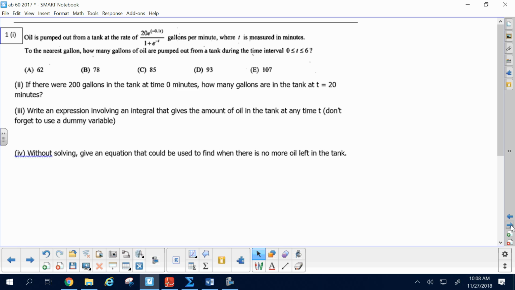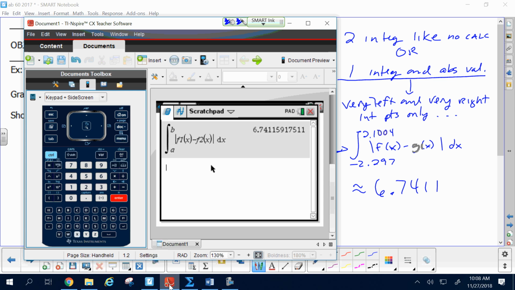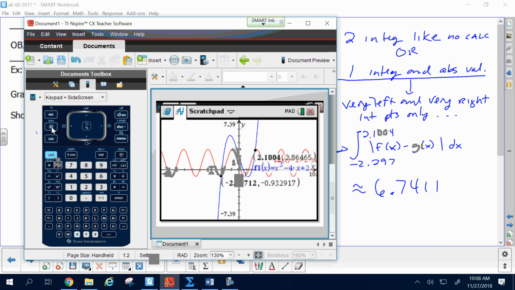Oh, show 2 different ways. Let's just really quickly do 2 different ways. Just a second. So let's look at the graph. If I did this without absolute value, wouldn't I need to do this with 2 integrals?